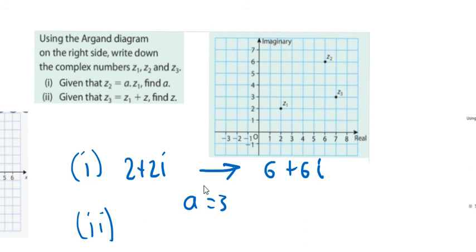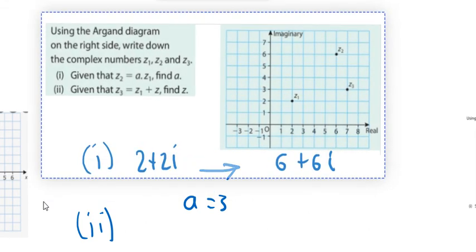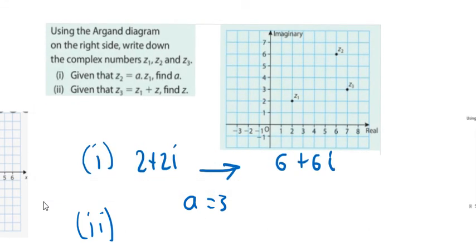The next one, given that z3 equals z1 plus z, find z. Now we're using the middle rule that we looked at, so that they all move in the same direction. z3 is 7 plus 3i. So that has to equal whatever z1 is, which is 2 plus 2i, plus whatever z is. We're not told what z is, so we have to work it out.